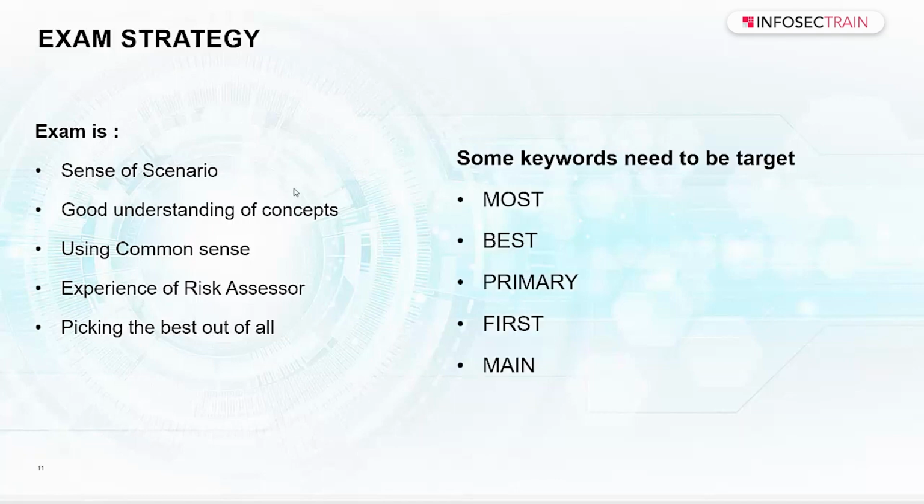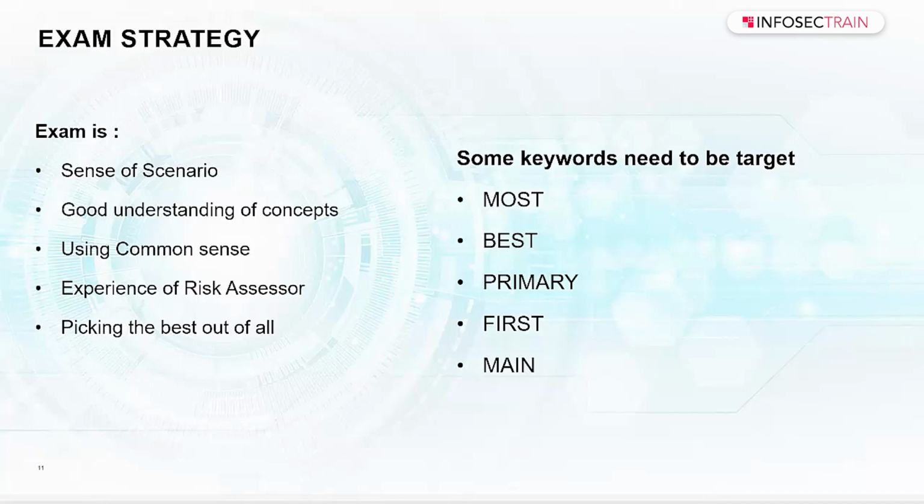In questions, there are some keywords: most, best, primary, first, main. These keywords basically change the options. For example, what is the most important book for CSSLP? Definitely the official book. That is the most important book. What is the best book for domain 2? Here, according to the condition, the scenario changes, because the word best is involved. Most is definitely the official book, but the best for domain 2 is this one, which gives you understanding.